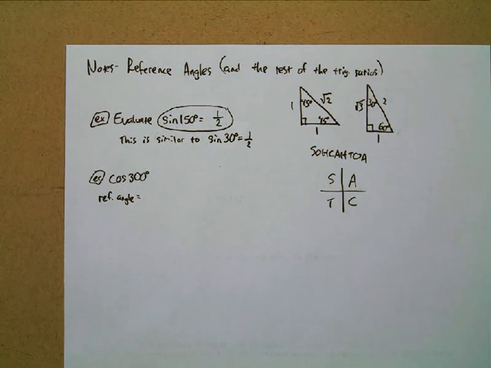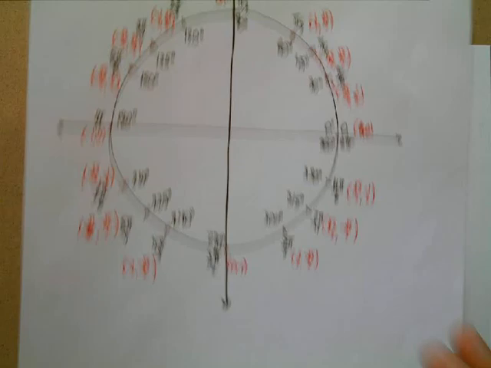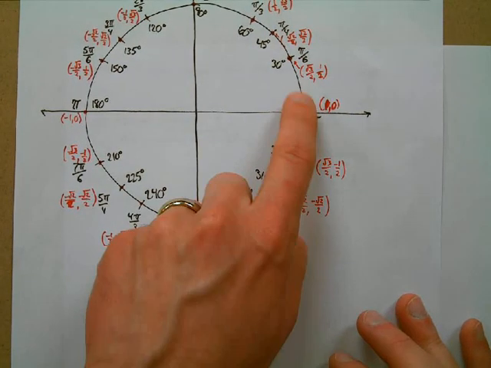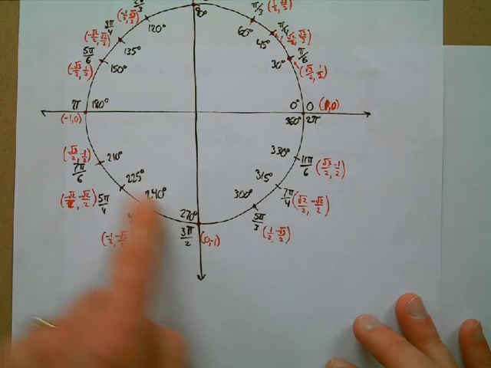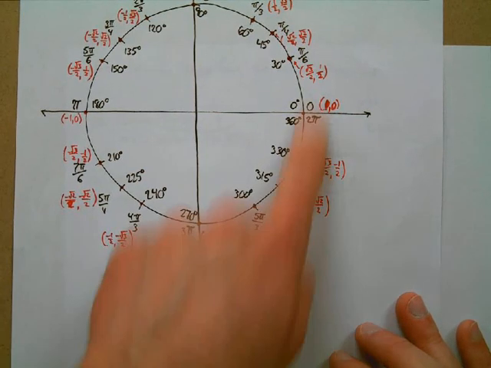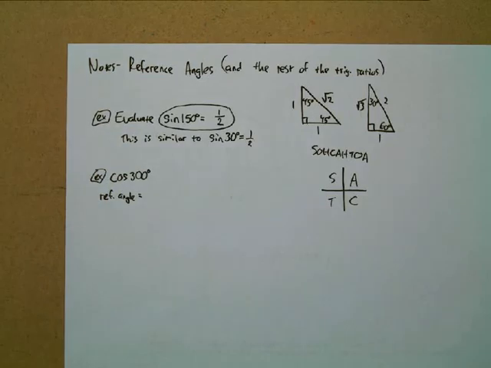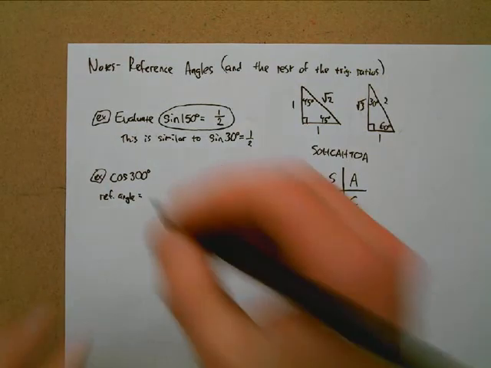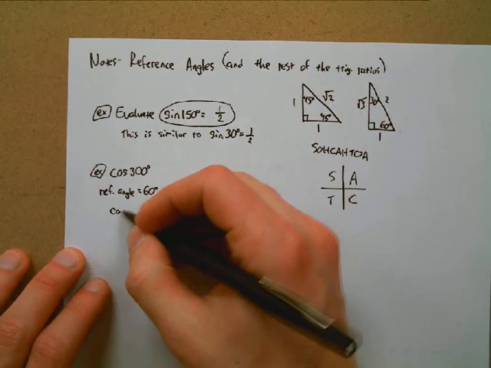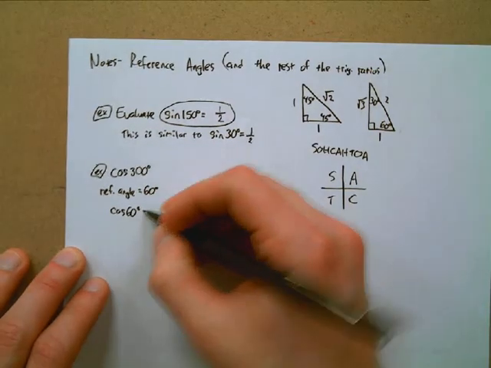Well, if you go back here to our little unit circle, there's 300 degrees, right? So again, 300 degrees, we can think about it going all the way around this way. But really, how far is it from the x-axis? 60 degrees. And so evaluating the cosine of 300 degrees, we can actually just evaluate the cosine of 60 degrees.